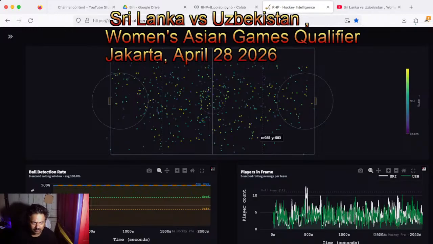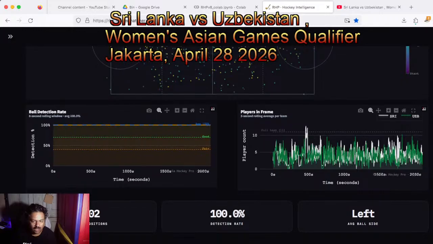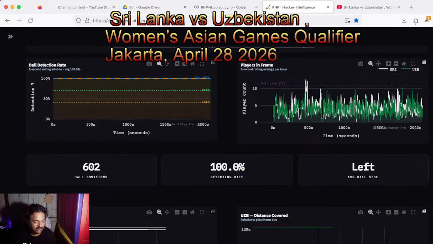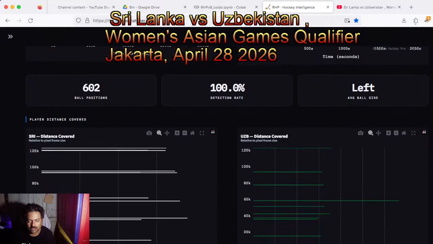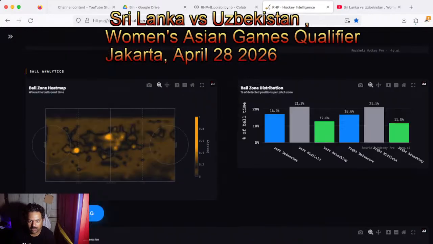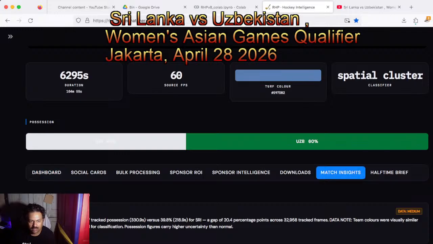And then if you want to see the players in frame, this had very good camera work. You see a lot of players in frame. It hits 10 players in frame quite frequently. 100% detection rate, which shows our engine was picking up all the plays happening. Let's quickly go to match insights.